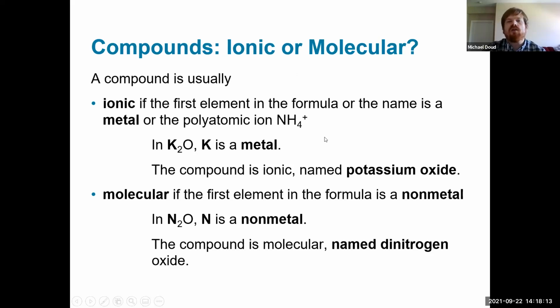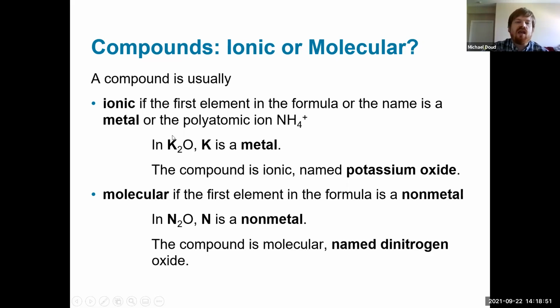Now, in the wild, when you encounter these compounds and you're asked to name them, like on the test, I won't necessarily be telling you this is molecular naming or this is ionic nomenclature. Instead, you're going to have to identify that for yourself. You'll know that a compound is ionic if the first element in the formula or in the name is a metal, or it's the polyatomic ion ammonium. That's an indication that we have a cation first, followed by an anion.